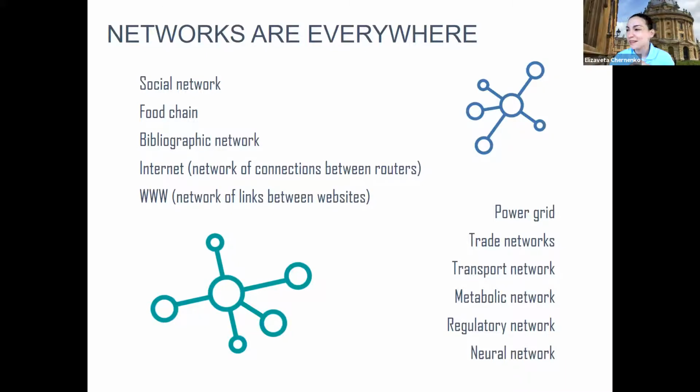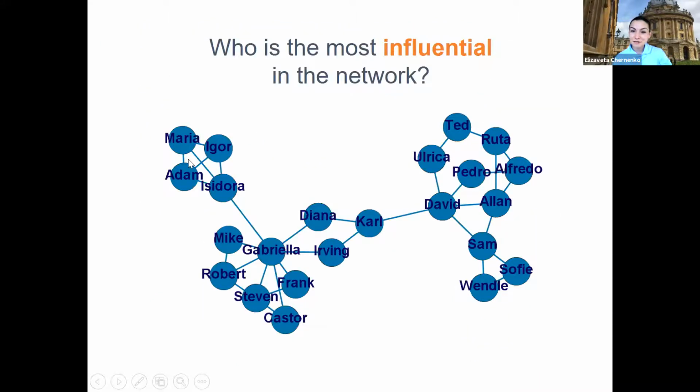So the laws under which this network structure actually realizes itself are universal and might be applied to absolutely different areas in our life. So let me give you another example. This is the example of social network structure.